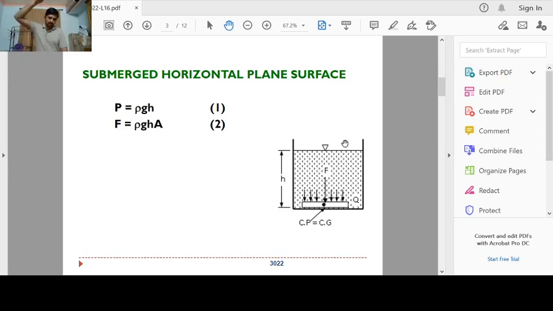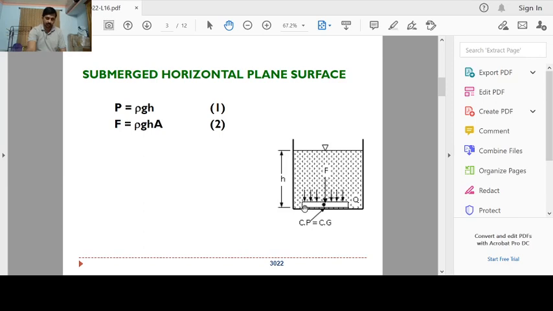When we go deep in a liquid, you know that the pressure increases. As a result of that increase in pressure, an equivalent amount of force will be exerted by the liquid on the top of this horizontal plane surface. That pressure is quantified as rho g h, where h is the height of the liquid column, g is acceleration due to gravity, and rho is the density of the liquid. The force is equal to pressure multiplied by the area of this horizontal surface.